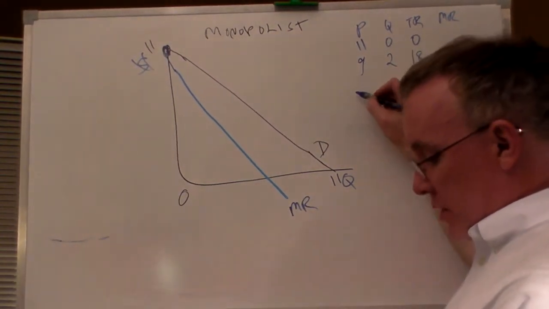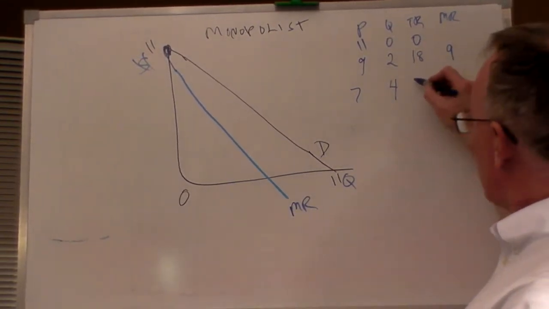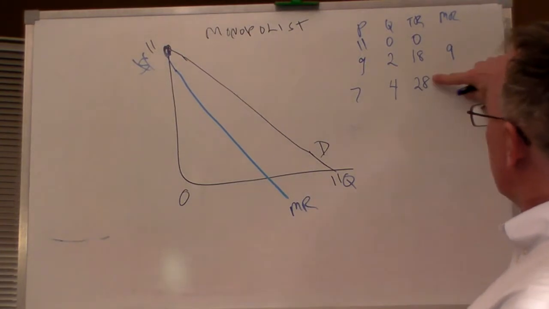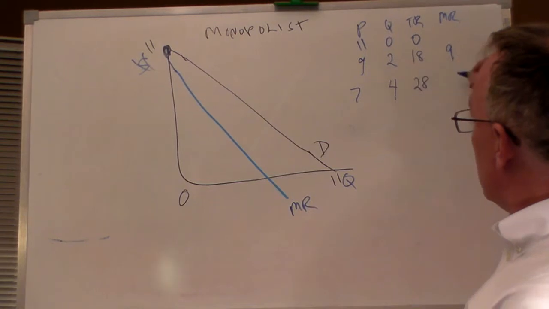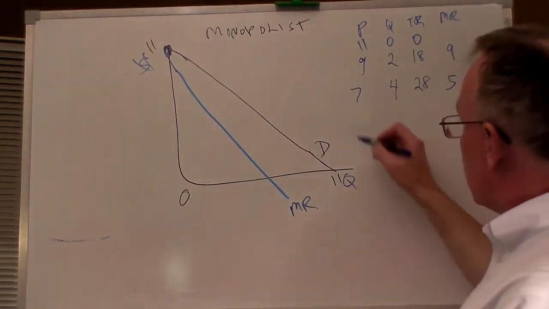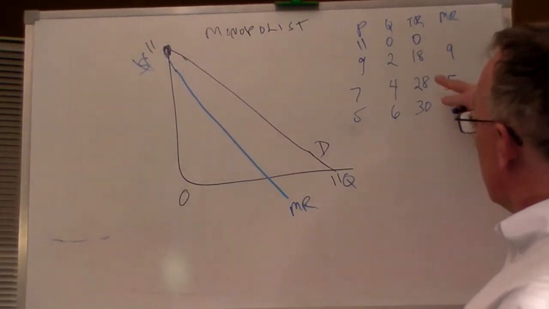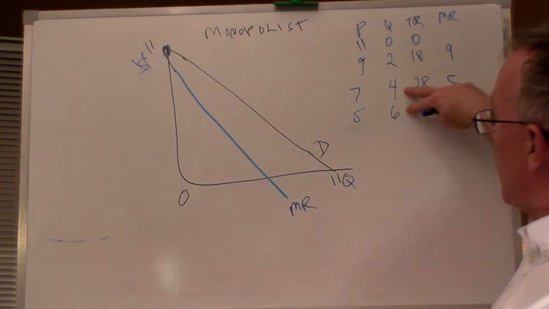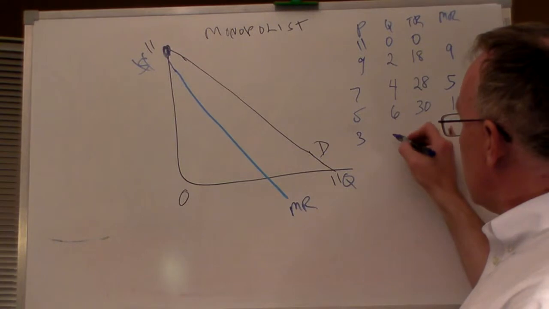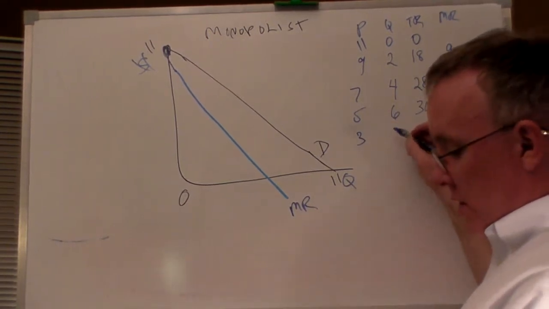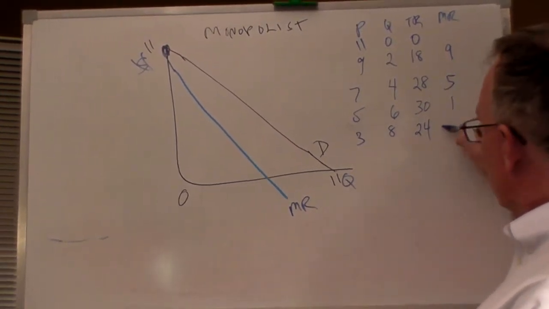And let's say if we drop the price to 7, we could sell 4 items. So the total revenue for 7 would be 28. And so the marginal revenue, 28 minus 18 is 10. And again, our change in quantity is 2. So this would be 5. And let's say we drop the price to 5, and we could sell 6 items. That total revenue would be 30. 30 minus 28 is 2, and again our quantity changed by 2, so the marginal revenue would be 1. And if we were to drop the price to 3, we could sell 8 items. That would be a total revenue of 24. Our marginal revenue would then be negative 3.